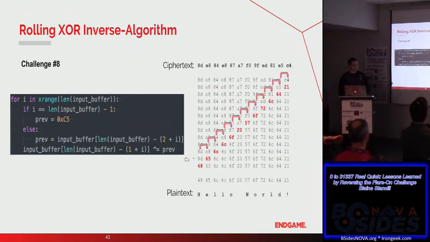So if you know how to write the inverse of that algorithm, you know that you can take the second to last byte and XOR the last byte, you get the plain text one byte back, and XOR the next, etc. So you've unrolled it all the way, and then you just need to know the starting key byte to get the actual plain text back out.